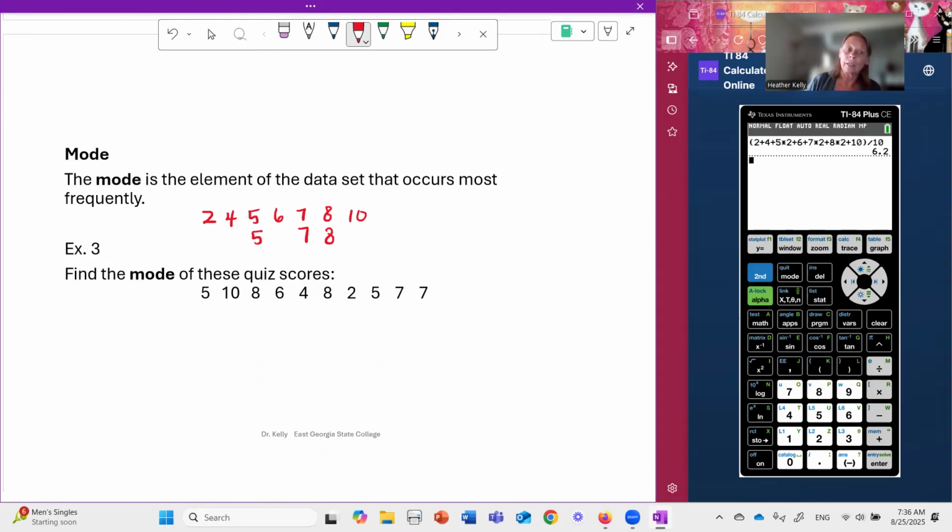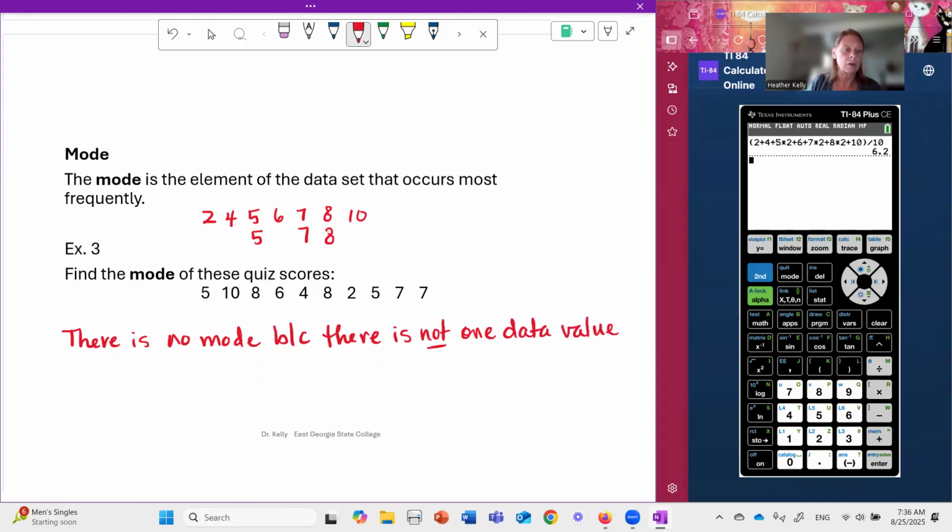Now, if you look here and looking at what the definition says, it's the data value that occurs most frequently. You can see here that there is no mode because there is not one data value that occurs more than any other. Okay, so I hope you can see that.